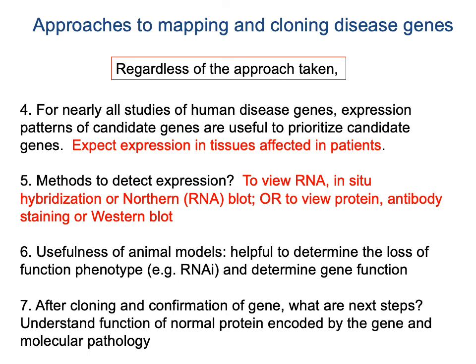Animal models are almost always useful. It's helpful to determine the loss of function phenotype. You can either do RNAi to knock down expression of the gene or do something like a mouse knockout. And this is going to be helpful in determining the function of the gene. And after cloning and confirming the gene, the next steps for all of these diseases are to understand the function of the normal protein encoded by the gene and the molecular pathology. What goes wrong when there is a mutation?